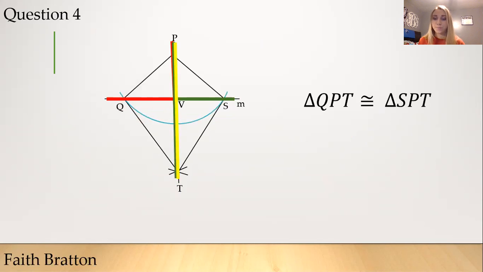The next question is demonstrate why triangle QPT is congruent to triangle SPT, because it has a line of symmetry that is also true. They're congruent. That means they're the same. That's why they equal each other. They have the same angles, same figures.